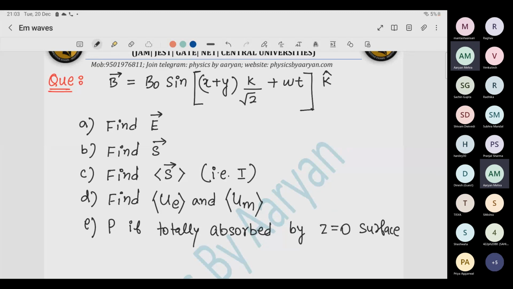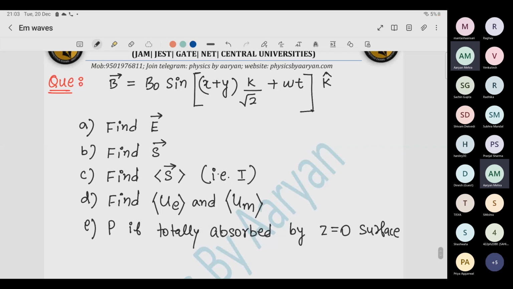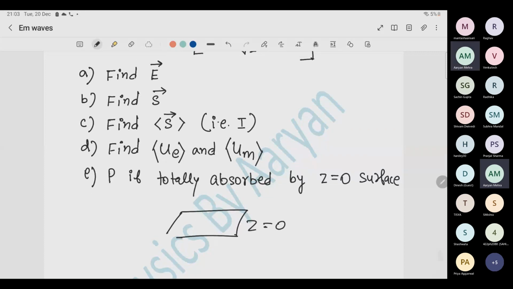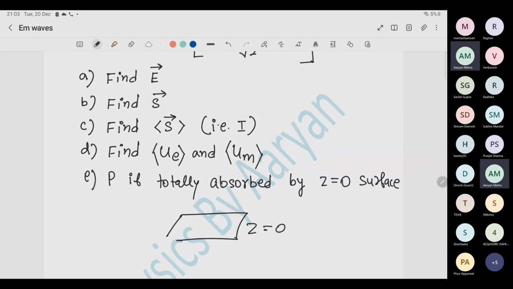Number 1, you have to find the electric field. Then once you know electric field and magnetic field, you can find Poynting vector. Then if you know Poynting vector, you can find time averaged Poynting vector. And if you know that, you can easily find time average electric energy and magnetic energy. In the end, find the pressure exerted by this EM wave if it is absorbed by the Z equals 0 surface. The Z equals 0 surface is needed because you need to know the angle between the EM wave and the surface.